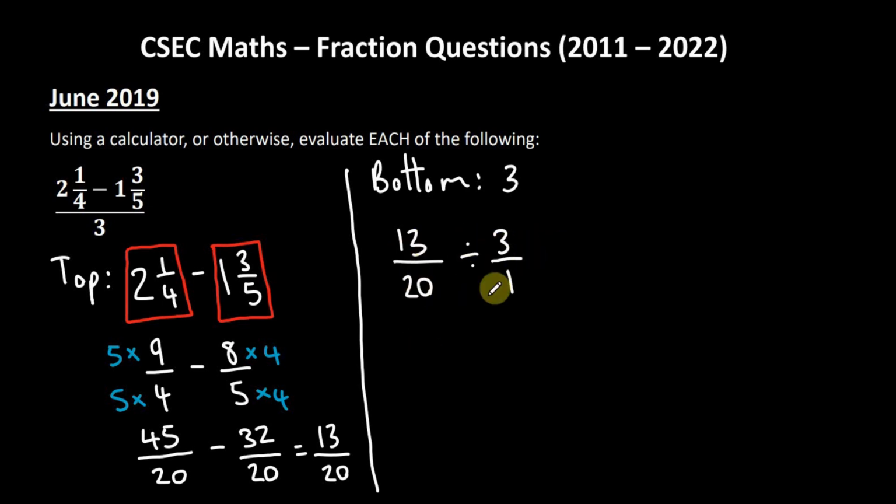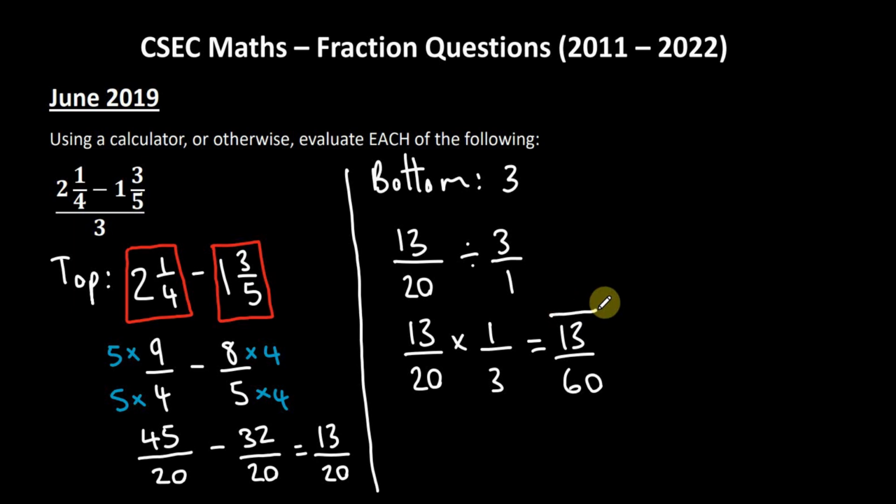And recall how we divide fractions, guys. We keep the first fraction, so the 13 divided by 20. Change the sign to multiplication and flip the second fraction. So we'll bring the 1 to the top, bring the 3 to the bottom, and we can multiply straight across because we can't reduce anything here. So it's 13 times 1, that's 13, divided by 20 times 3, that's 60. And this is our solution here.